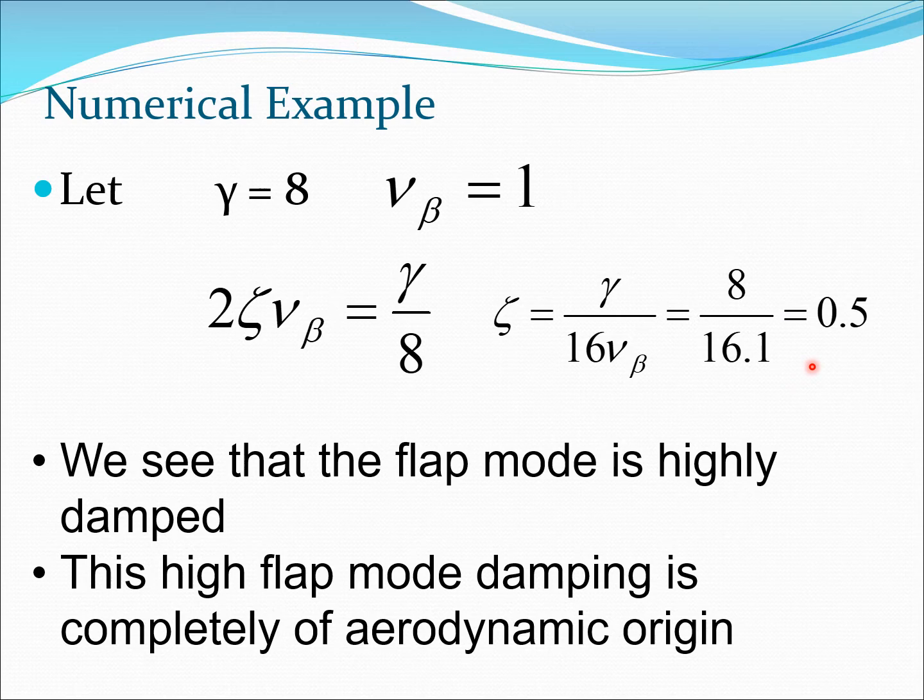Now if you recall our study of structural dynamics, this is a very high level of zeta. In general, zeta varies from 0 to some low number. It could be 0.05, 0.1 or something like that. Zeta 0.5 is quite high. It is halfway to critical damping, in fact. And therefore we can say that the flap mode is highly damped.